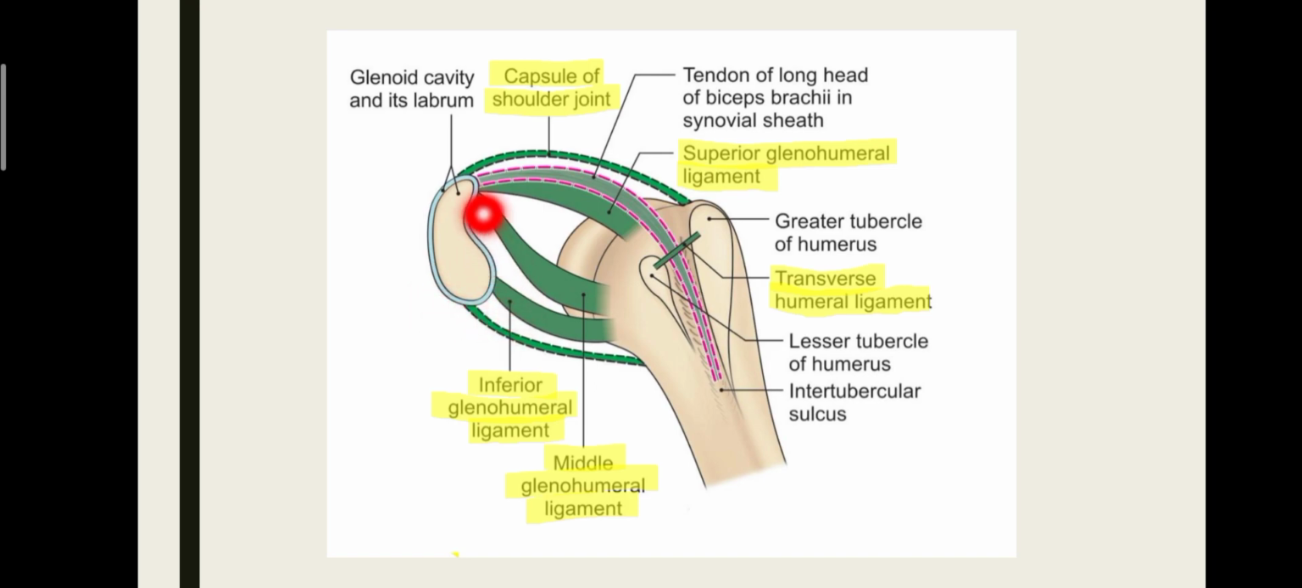Glenoid labrum is a fibrocartilage and it is getting attached to the glenoid cavity. So it is actually covering the glenoid cavity completely.